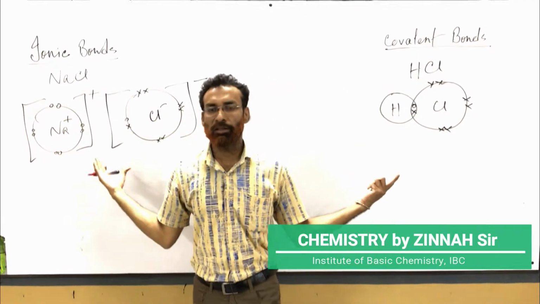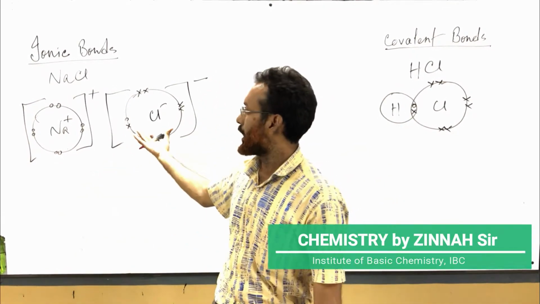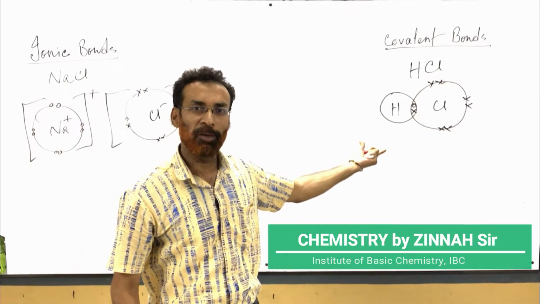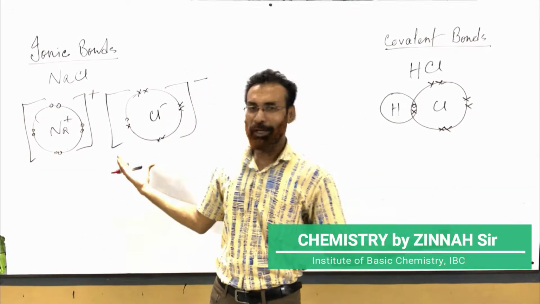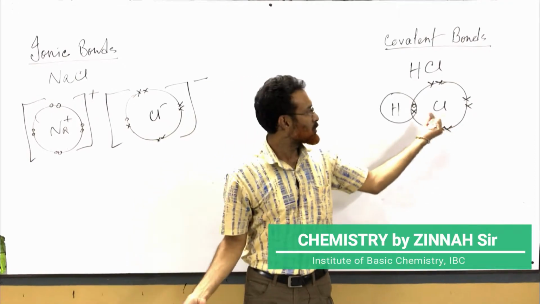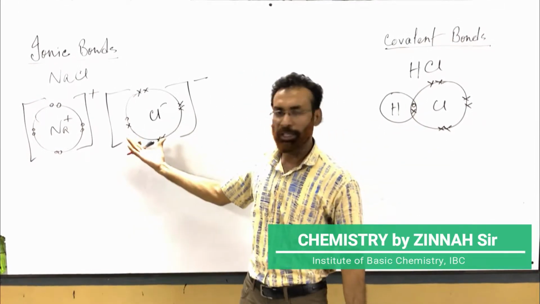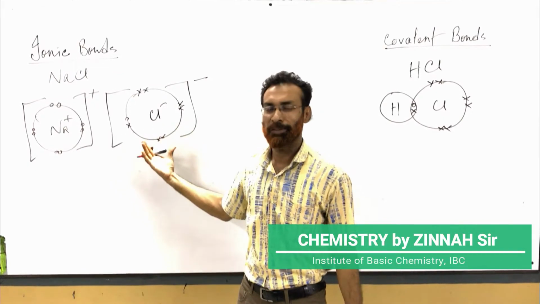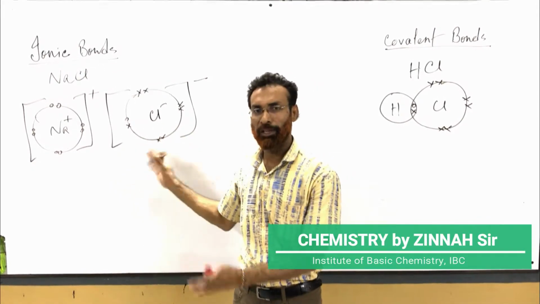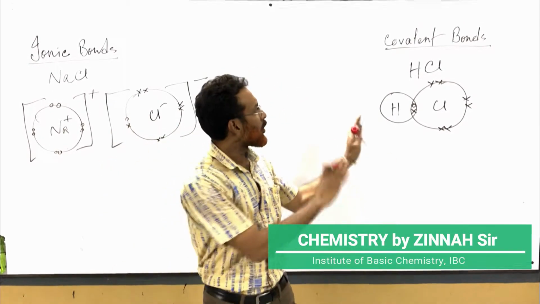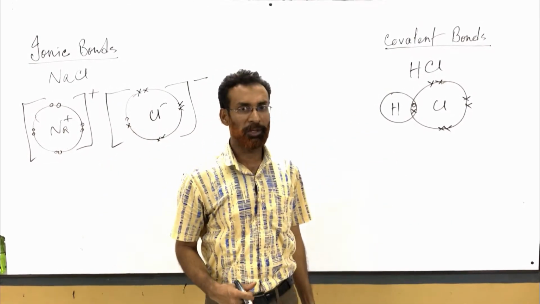If you look at their dot and cross diagrams, this is an example of an ionic compound and this is an example of a covalent compound. We see clearly they are different. Here we see these two atoms overlap and they share electrons, and here we see the electrons being transferred. After transferring electrons, they form ions. Ionic compounds form ions and covalent compounds form molecules.